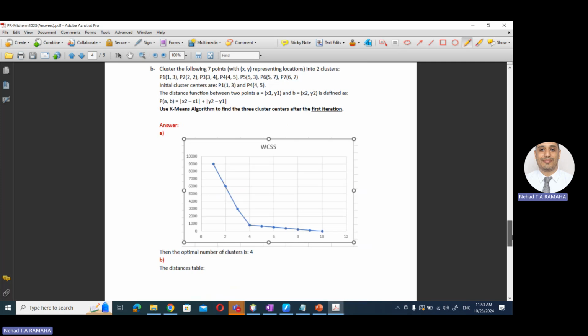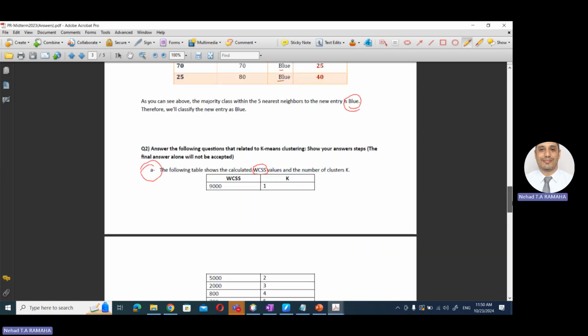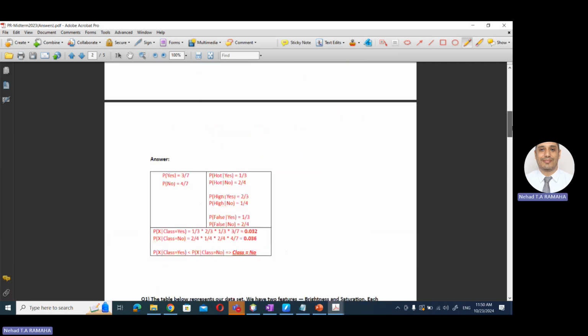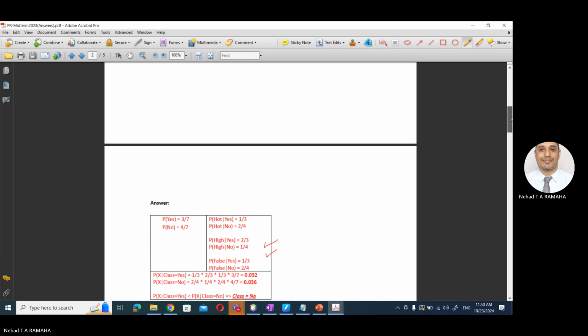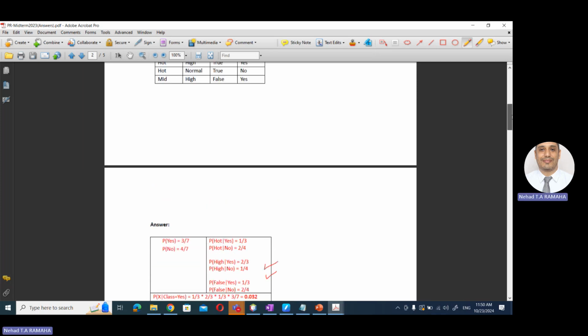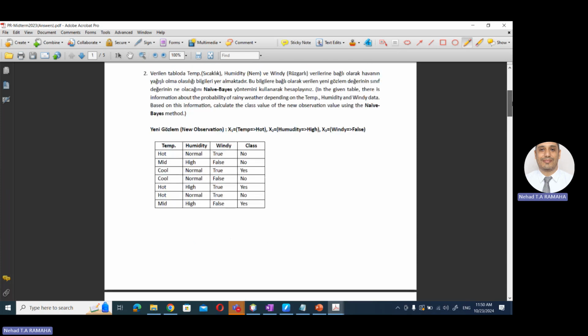Where is the question? I think here is the answer for the question. Unfortunately, many students have a problem with this question. Okay. However, it's the most simple one. Some students did not answer this one correctly.